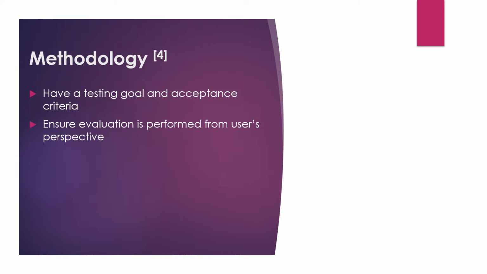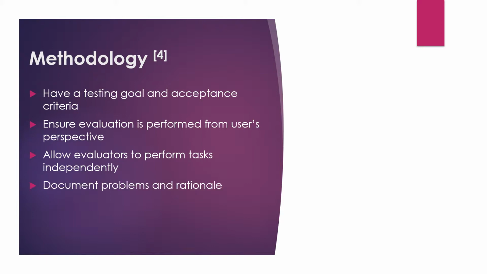So the way we do this is first have a testing goal and acceptance criteria. Understand what it is that you want to get out of this testing. Ensure that the evaluation is performed from the user's perspective, so you would do the tasks that the user would be performing. Let the evaluators perform their tasks independently. So one, don't stare over their shoulder. Don't give any guidance, just let them try and figure it out on their own. And then also, if you have a team of evaluators, don't let them work together. You want feedback from each individual because you might uncover different things from each person.